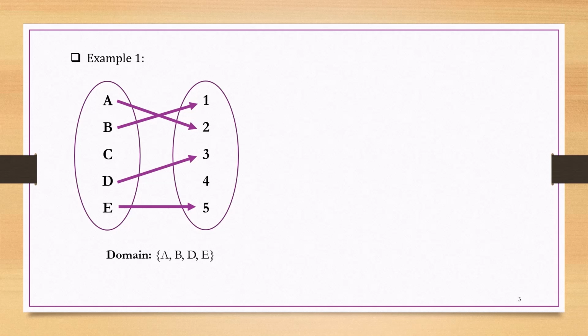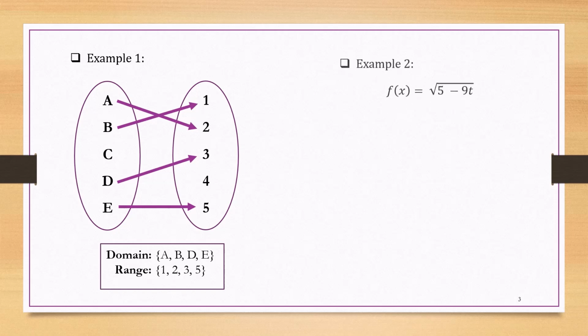The range, also known as the outputs, are the values that have the head of the arrow pointed at them. Values 1, 2, 3, and 5 are considered the range.